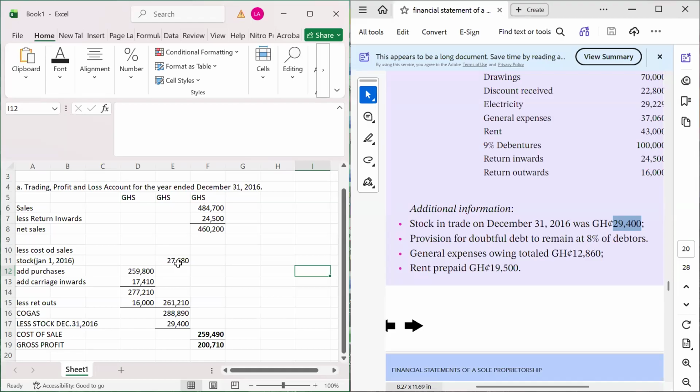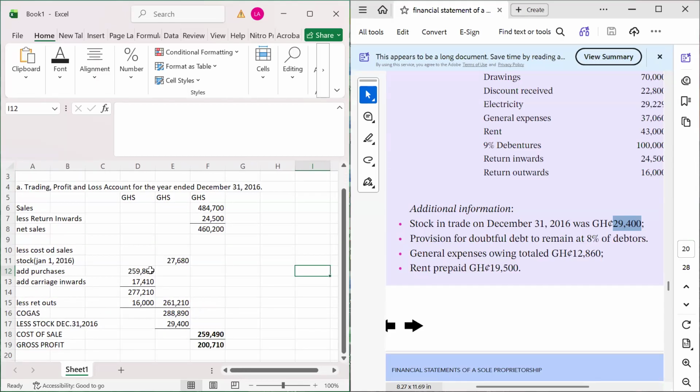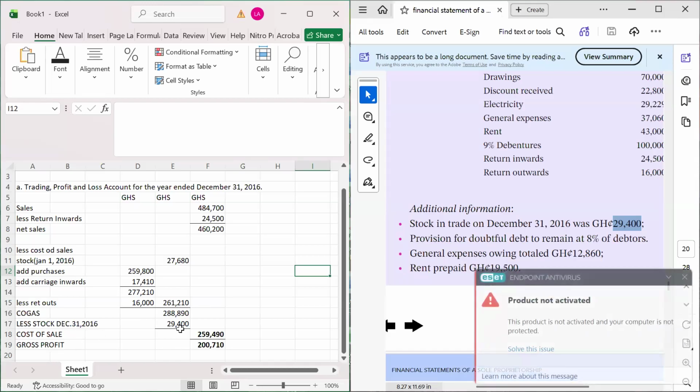And this side is the closing stock. But this side is dealing with the purchases that will be adjusted with the carriage inwards and then the return outwards. Do you understand? And so the total came under this one to give us cost of goods available for sales. And then we less the closing stock. And it will give us the cost of sales. So we subtract the cost of sales from the net sales to give us the gross profit.